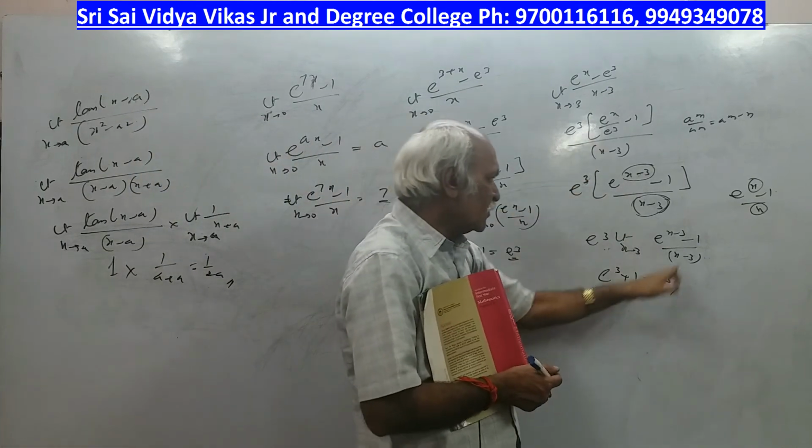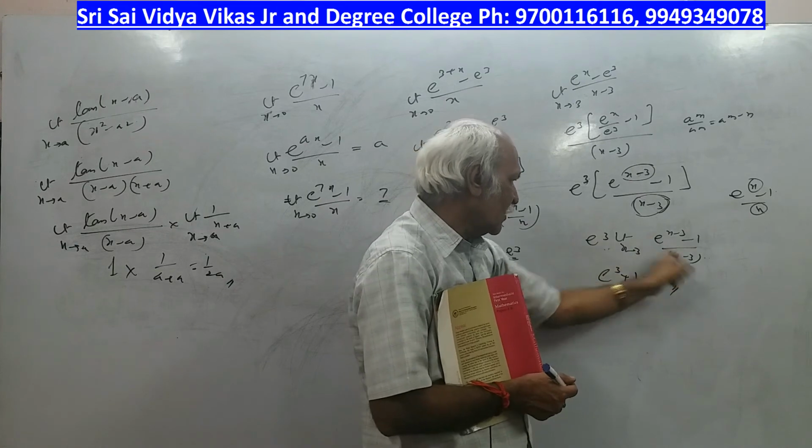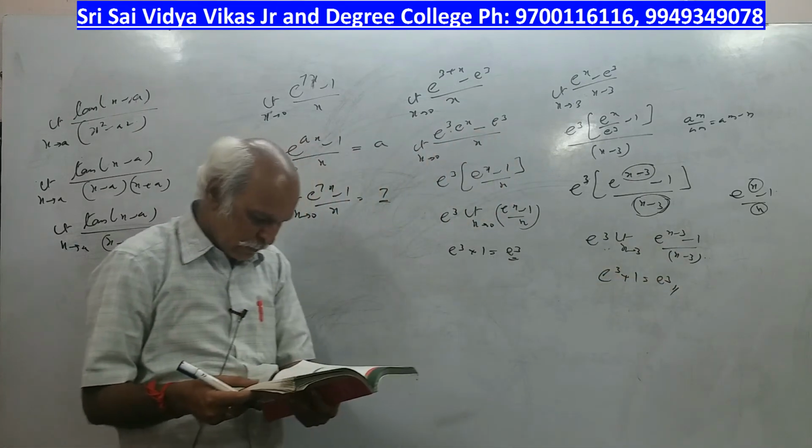Understood? x minus 3 will come, so x minus 3 is the same thing, so it is 1, e cube. That's all. Note down this. Next.